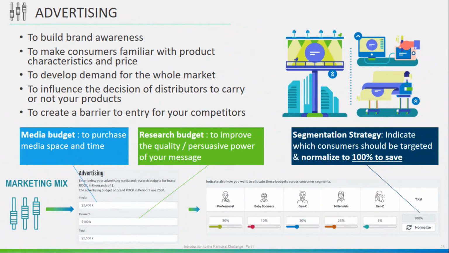Advertising we use only to build awareness typically. So the more money you spend on advertising, the more awareness you're going to build. Awareness is the first step in getting people to purchase, okay? You need to create some targeting here. You've got your 5 segments here. How much emphasis do you want to put on each of the 5 segments? The sum of all 5 obviously should equal 100%.